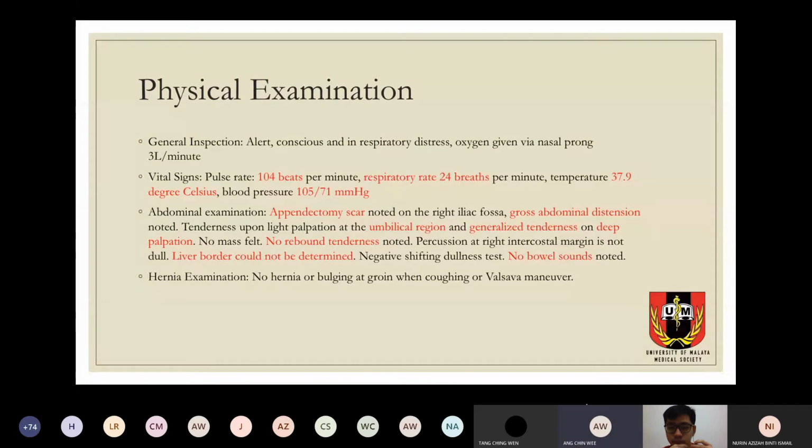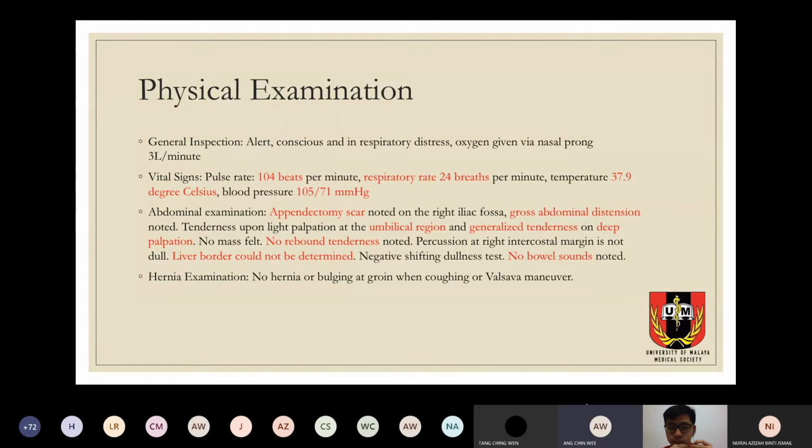Another thing, doctor, I'd like to highlight the liver border could not be determined. So in the textbook, it says that if you cannot feel the liver, it means that the air has escaped from a perforated viscus, and therefore that's why you cannot feel the liver border. But is that relevant in clinical practice or?